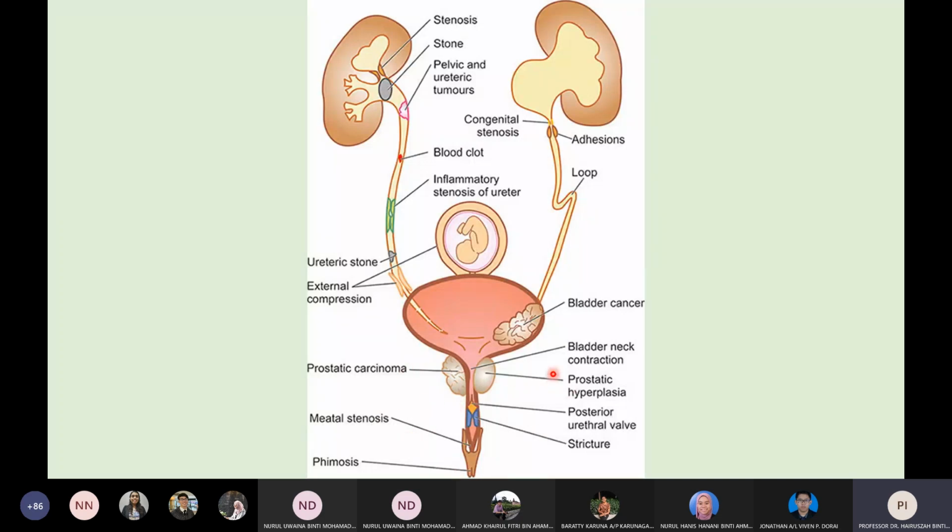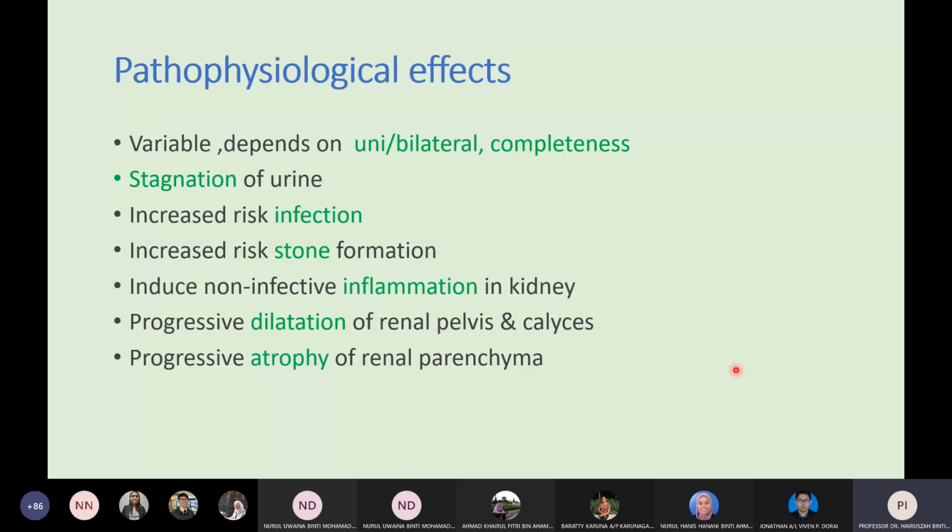This is not commonly seen unless you are a practicing pediatric surgeon, who does these cases more often compared to other people, but overall it's not that common. Okay, what are the pathophysiological effects? Because there's obstruction, and the obstruction can be one side, both sides, complete, or incomplete, the effects can be very variable, depending on the severity and extent of the lesion.